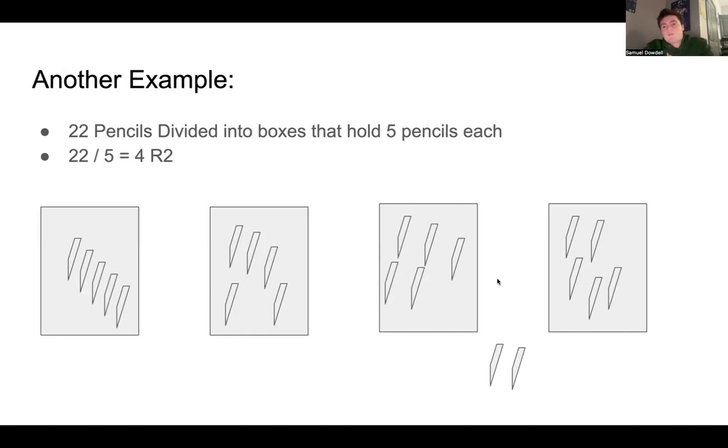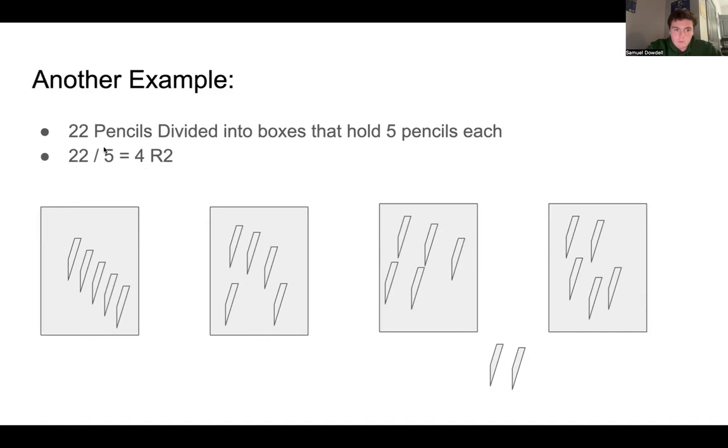Another example that we've got here with the visual is 22 pencils divided into boxes that hold 5 pencils each. If we have 22 pencils and we want to put them into boxes that hold 5 pencils each, how many full boxes can we make? Let's divide. If we just do 22 divided by 5, what we're going to get is 4. We know that 5 can go into 22 4 times because 5 plus 5 is 10, 10 plus 5 is 15, 15 plus 5 is 20. So we've got our 4.